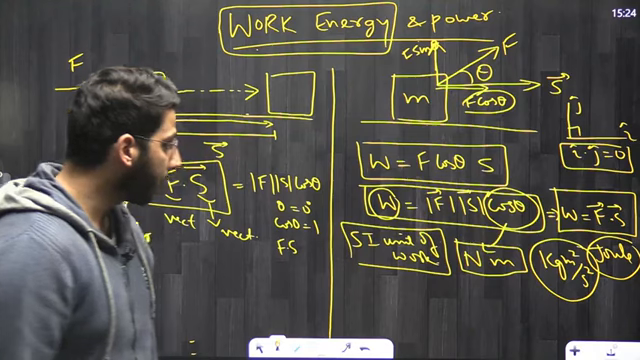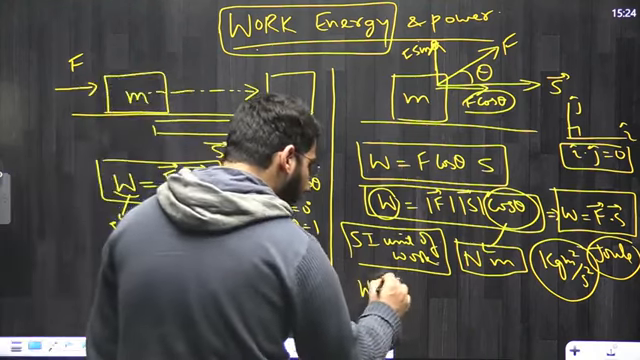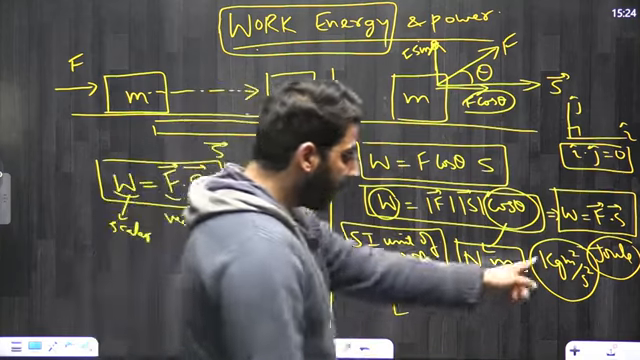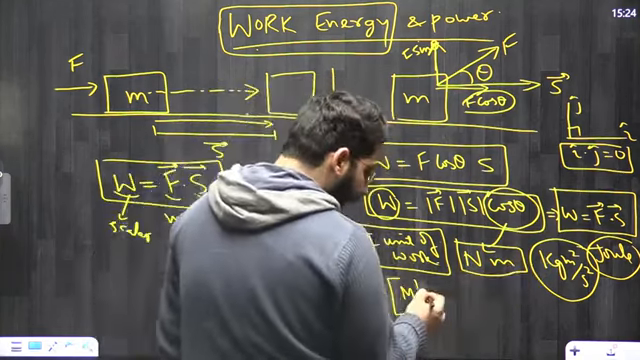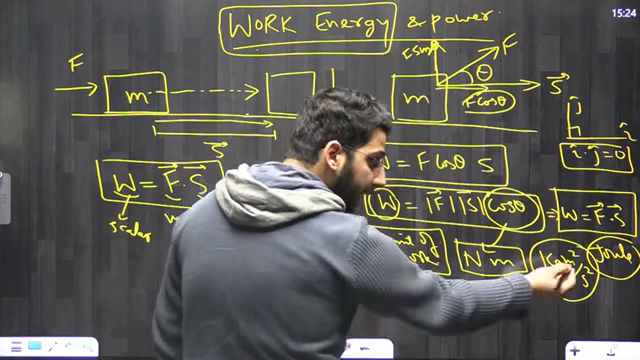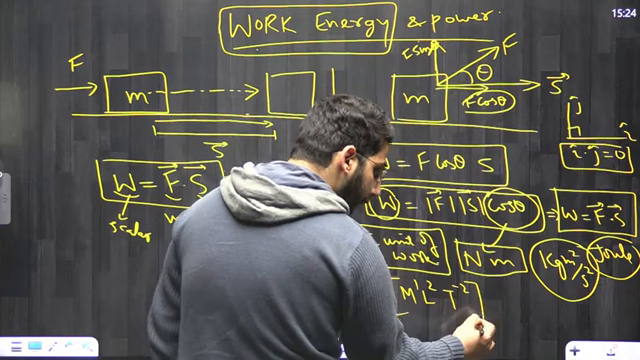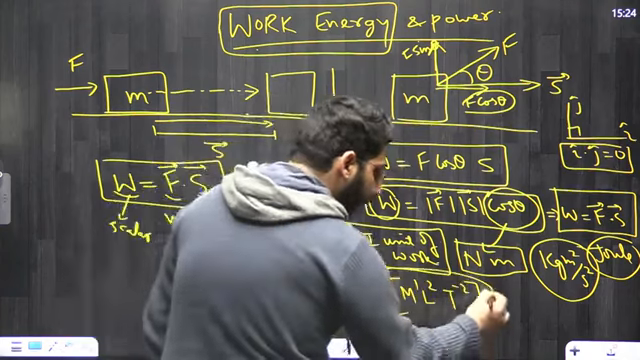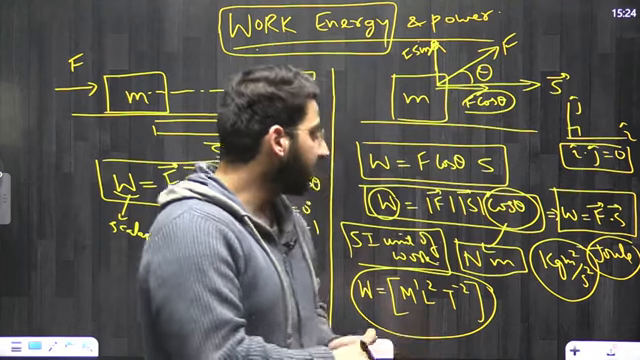Now let's talk about what will be the dimensional formula for work done. You can clearly see that it is kg, so it will be M1, then meter square, so it should be L2, and divided by second square, so it should be T minus 2. And exactly this will be the dimensional formula for energy also. So this is just the basics.